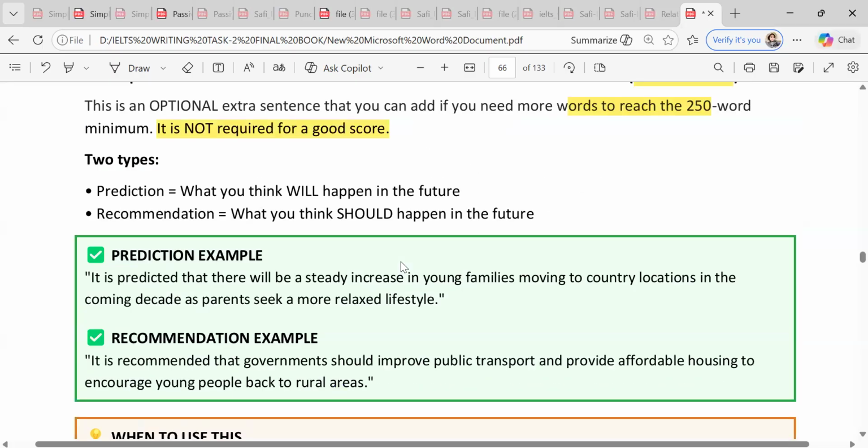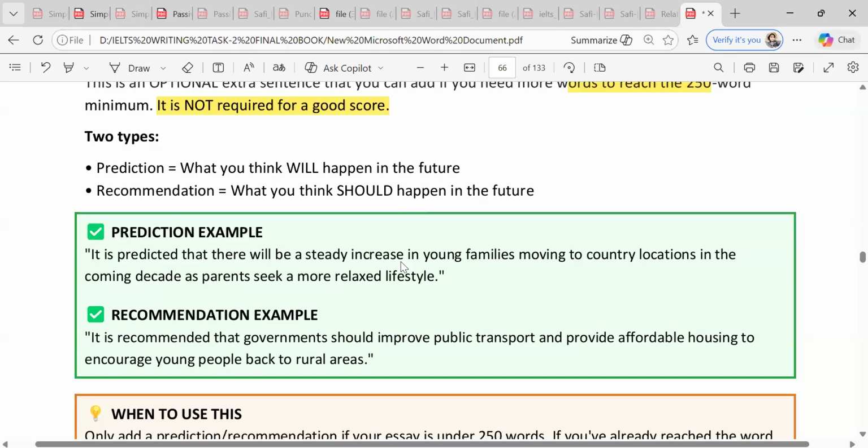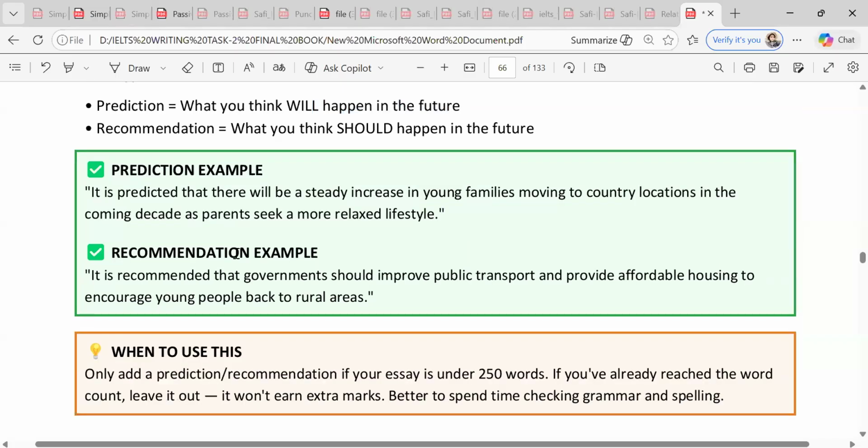There are two types of this component: the first is prediction, and the second is recommendation. Prediction: what do you think will happen in the future? And recommendation: what do you think should happen in the future? For example, prediction and recommendation examples.